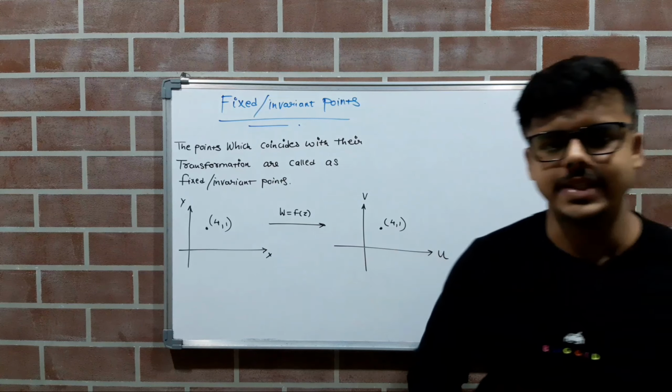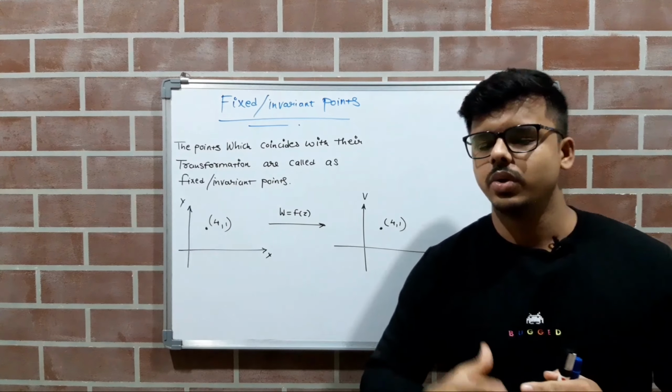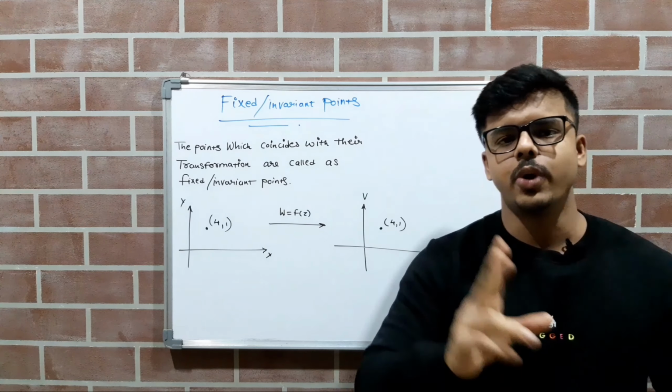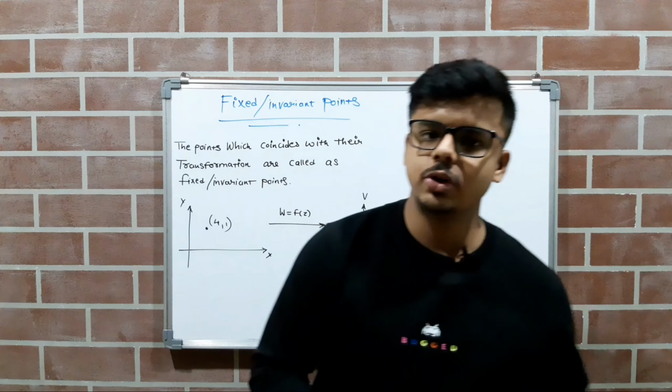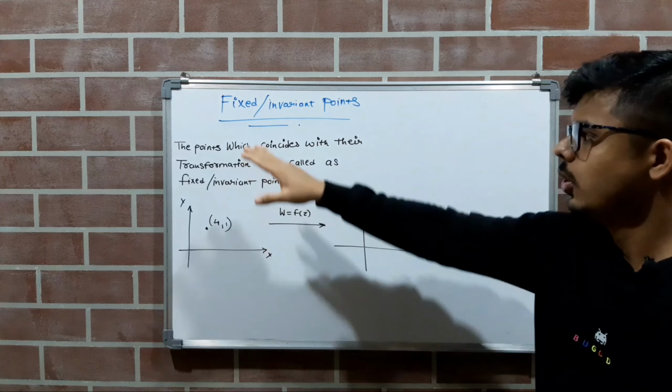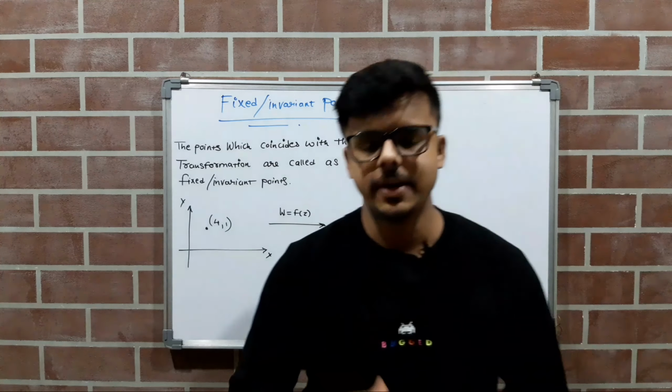So as the name suggests, bilinear, that means two. So in bilinear transformation you will get at most 2 points. That means you can get less than 2 points or 2 points, but no more than 2 points, right? So what do you mean by fixed or invariant points?